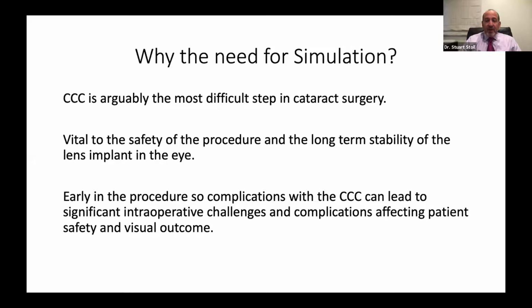So complications with the CCC can cascade and lead into a significant downhill effect where you get intraoperative challenges, vitreous loss, inability to place the intraocular lens where you want to. All these complications can affect patient safety and visual outcomes. So it's really important to nail the capsulotomy, and that really just sets the stage for a great case.